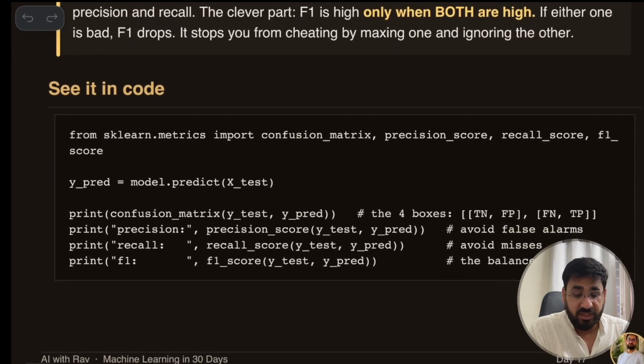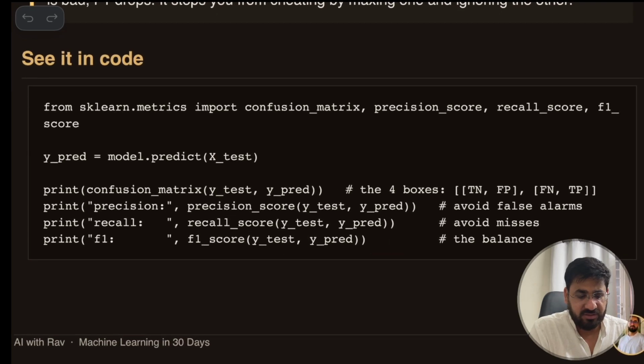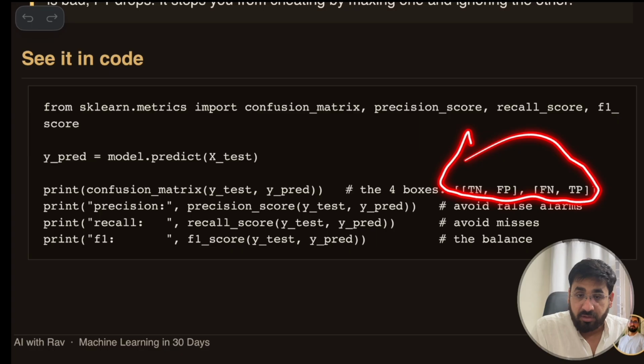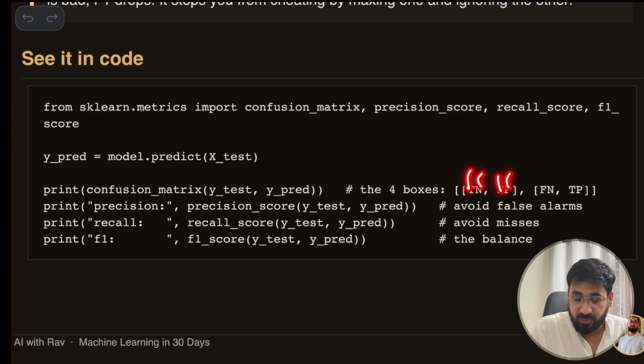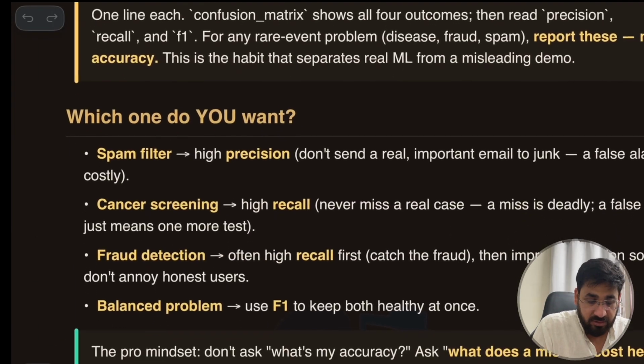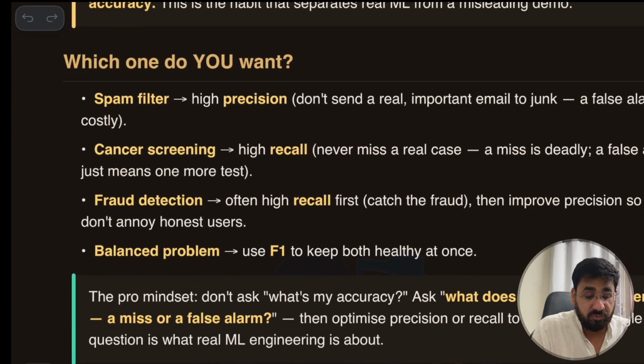You can see the code right now. It's not a tough one. It's just simple. We took the model, predicted, and for the rest, we print out precision, recall, and F1. And these are the confusion matrix: true negative, false positive, false negative, true positive. You got this point? Now, which one should you want in what situation?